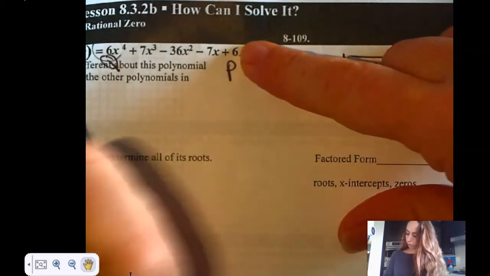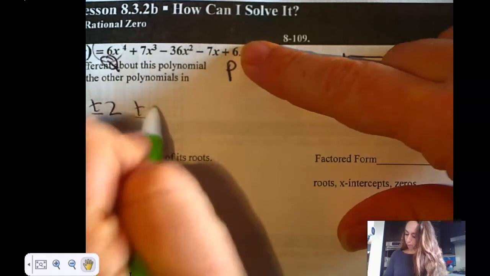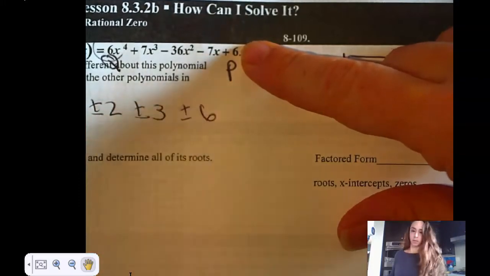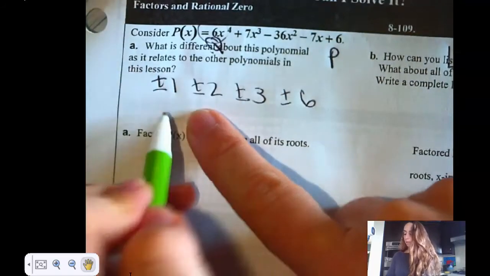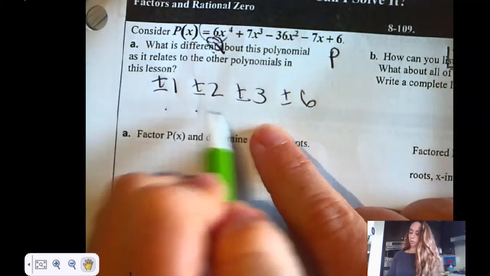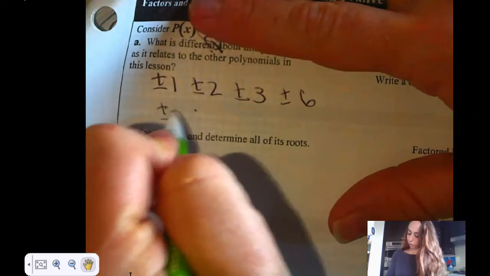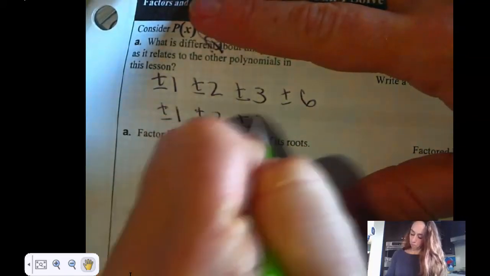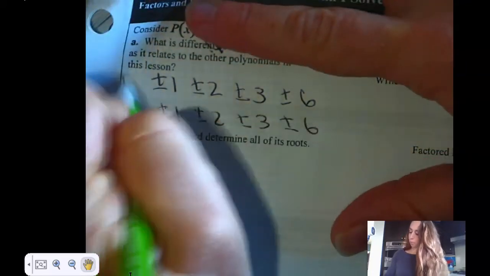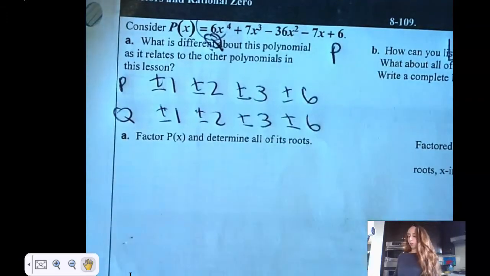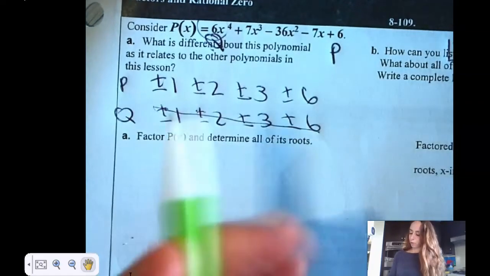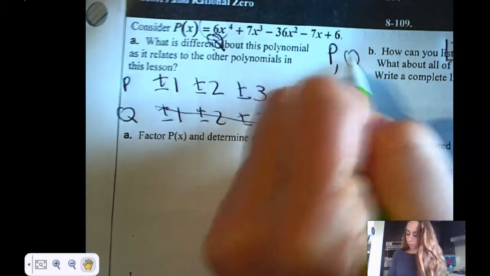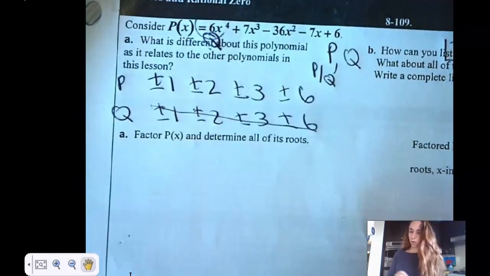Plus or minus 1, plus or minus 2, plus or minus 3, plus or minus 6. Well, what do you notice about all the Q? Well, that's still plus or minus 1, plus or minus 2. I'm just going to write it so that you can see. And that represents my P, that represents my Q. Well, I actually don't need to count these, but you also have options not only of P, not only of Q, but P over Q.